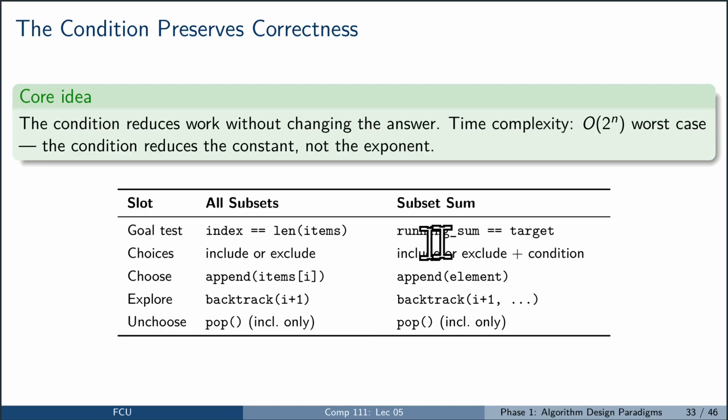So what about the subset sum here? The goal is a tiny bit different. It's to test whether the running sum equals the target. Choices are the same: we also do include and exclude in this case, but we have a condition. That condition prunes when the sum tries to exceed the target. That's one extra condition that we are adding in the subset sum. Backtracking is pretty much the same, and unchoose is pretty much the same. So two tables, one template, add a condition, and the skeleton stays pretty much identical. Same pattern as the for loop table structure that we saw previously.